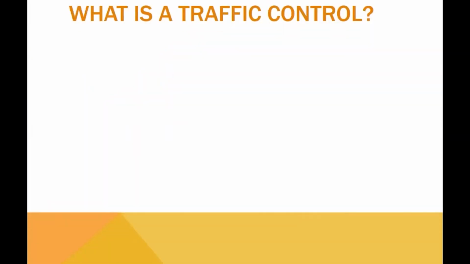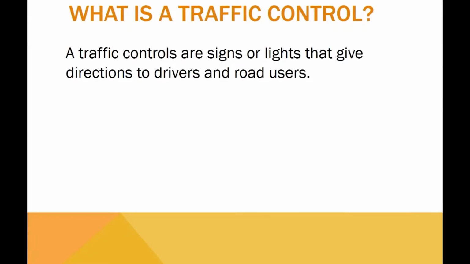Okay, what is a traffic control? A lot of this on the exams or on the test is their terminology versus the terminology we're used to. A traffic control is signs or lights that give direction to drivers and road users. They tell drivers what is permitted or not permitted, and when to go, when to stop, and when to slow down, things like that. So any traffic control can mean a sign or it can mean traffic lights.